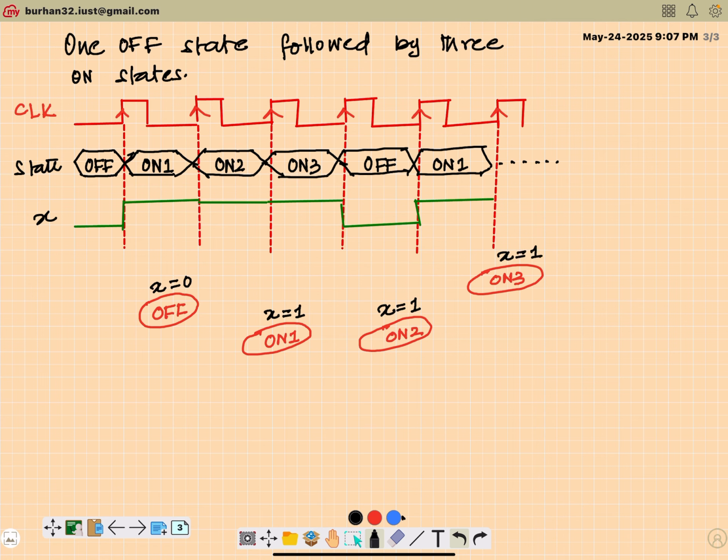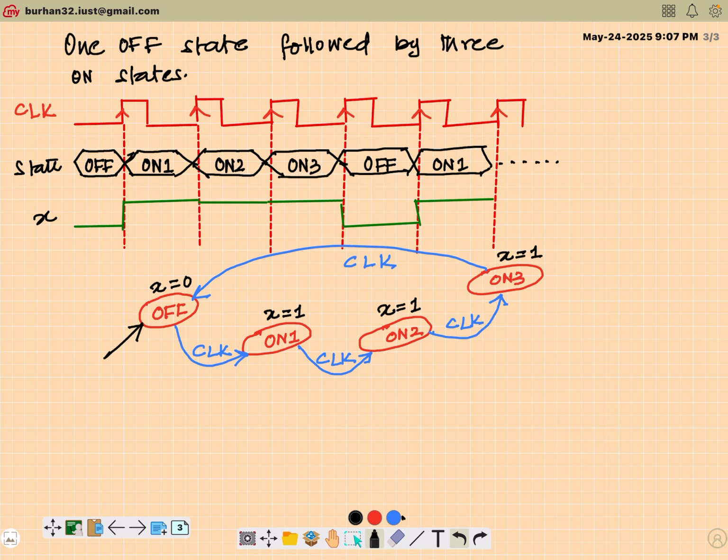As far as transitions go, if I have to move from off to the on 1 state, a positive clock edge should happen. And again, from on 1 to on 2, another clock should happen. From on 2 to on 3, another clock should happen. And then from on 3 to off, another clock should happen. Fine. And for analysis, let me assume this is my starting state. Fine. This is the behavior of the circuit. We'll continue with this example in the next video.